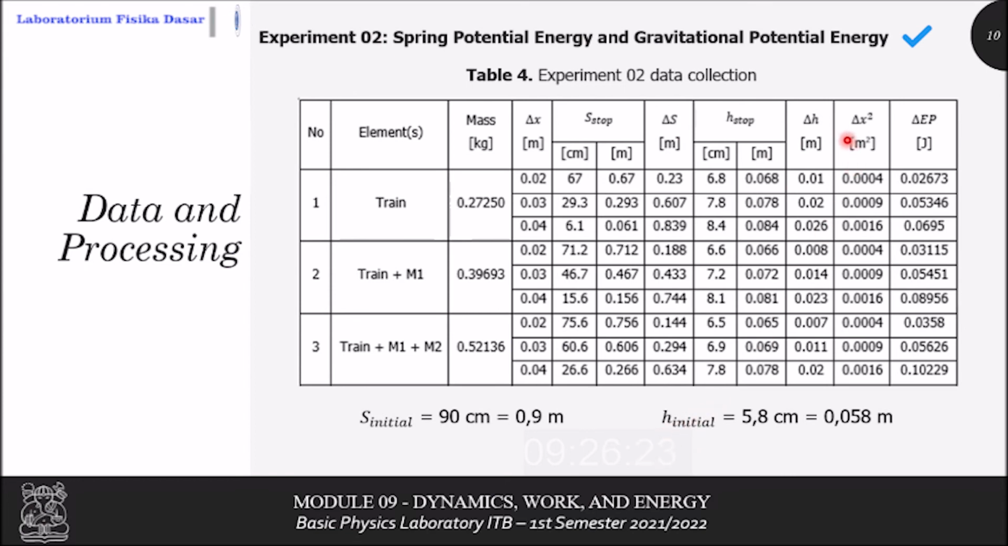And then we also calculate delta x squared and delta Ep, or the change in potential energy, which is formulated as m times g times delta h, in which g is the reference value of gravitational acceleration. Here in LFD, we are using the value of 9.81 meters per second squared.